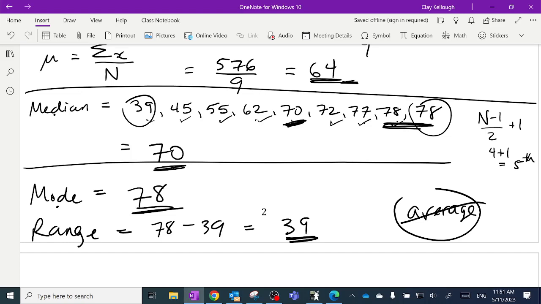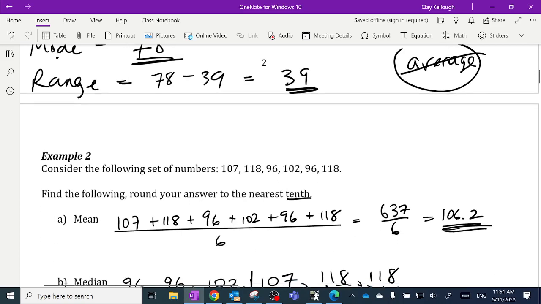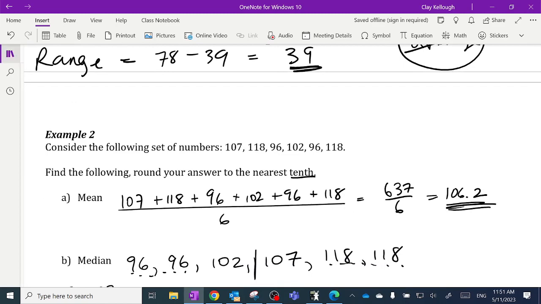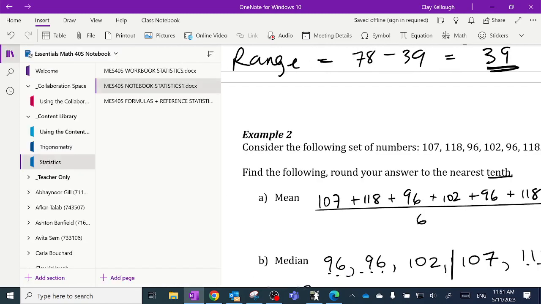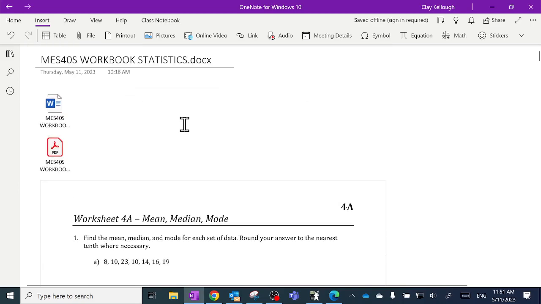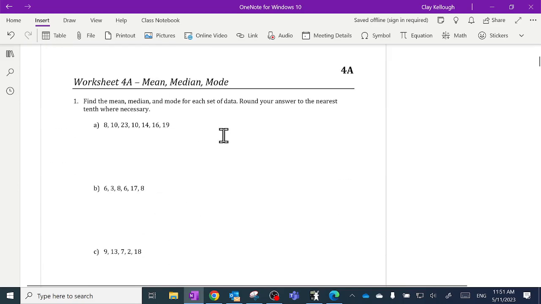All right, you are now ready to do your first workbook assignment. It is in your brand new workbook that I just handed out. And it's the 4A page. There it is. Mean, median, and mode. So you have the rest of this class to work on that. I'm going to stop the video now.